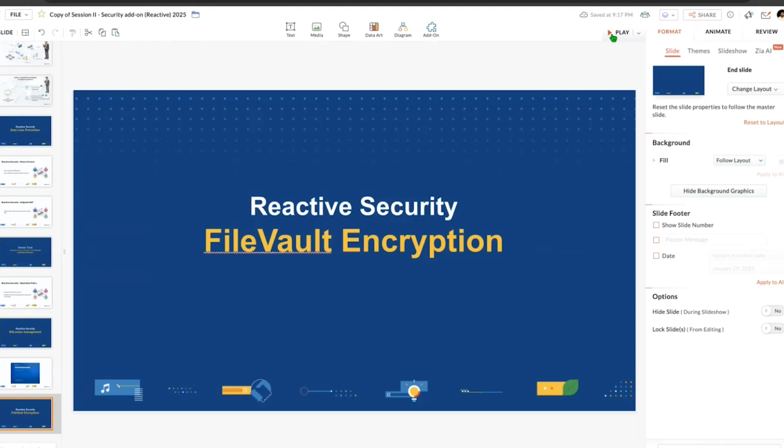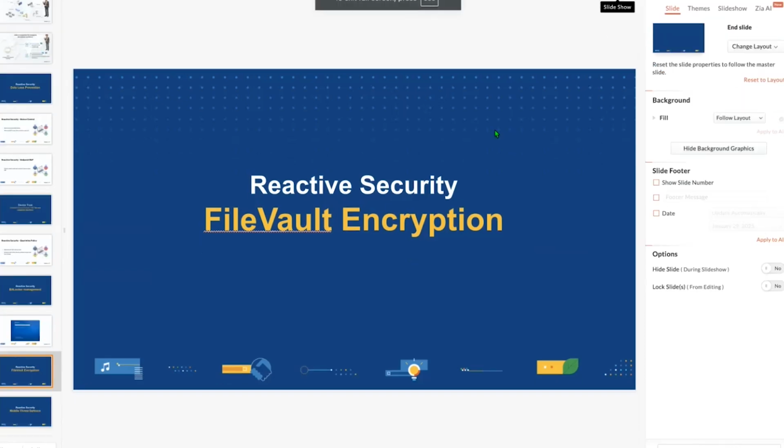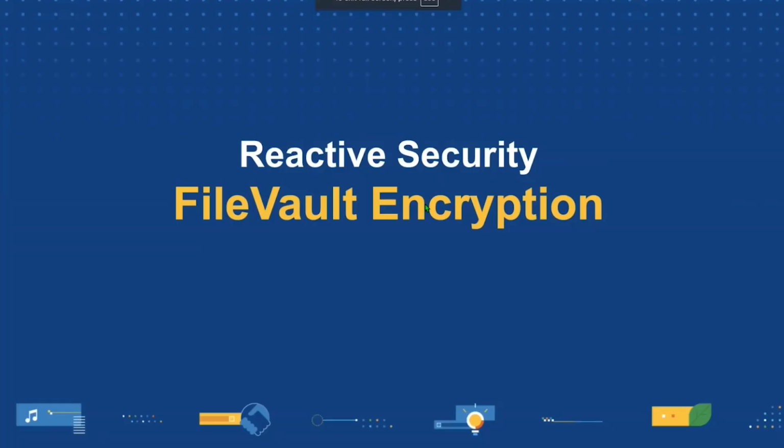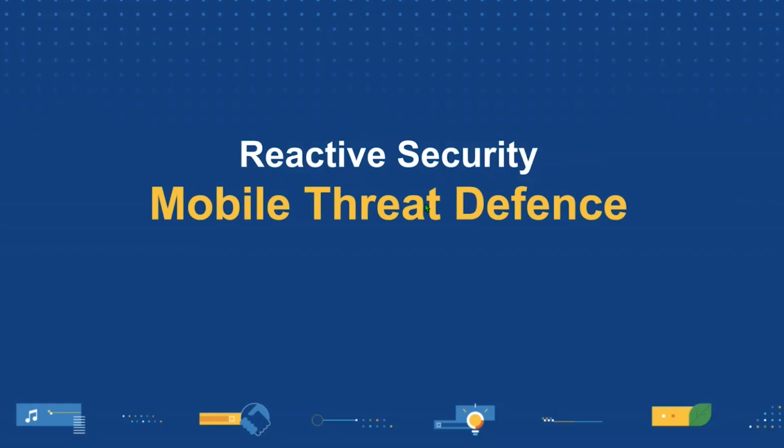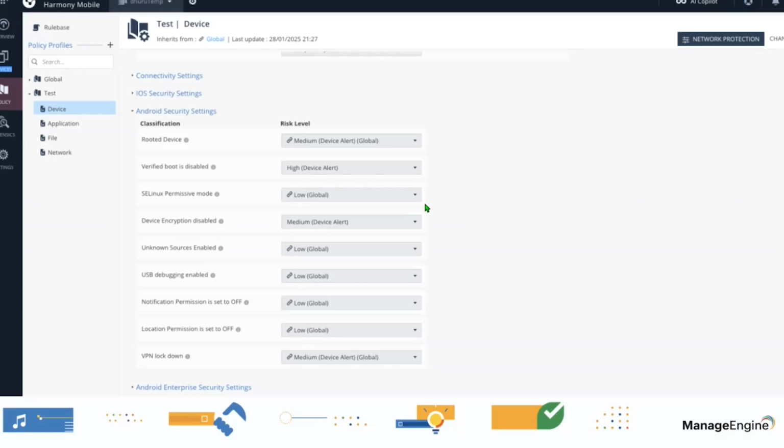Now going back to the presentation, next is the mobile threat defense. So Endpoint Central now supports integration with a third-party mobile threat defense tool, which is called Checkpoint Harmony Mobile. So using the Checkpoint console, the administrator can define a set of baselines.